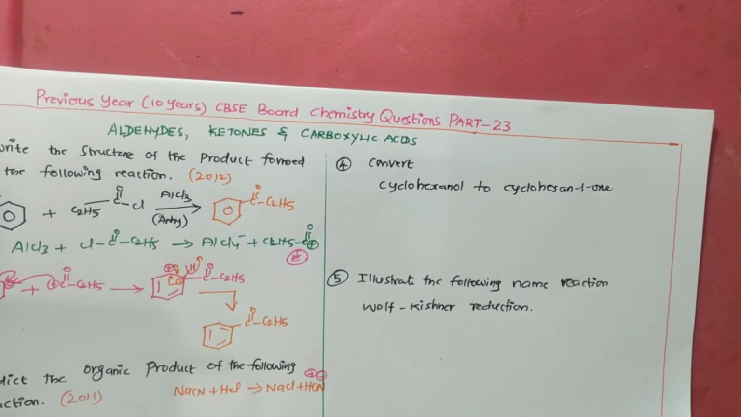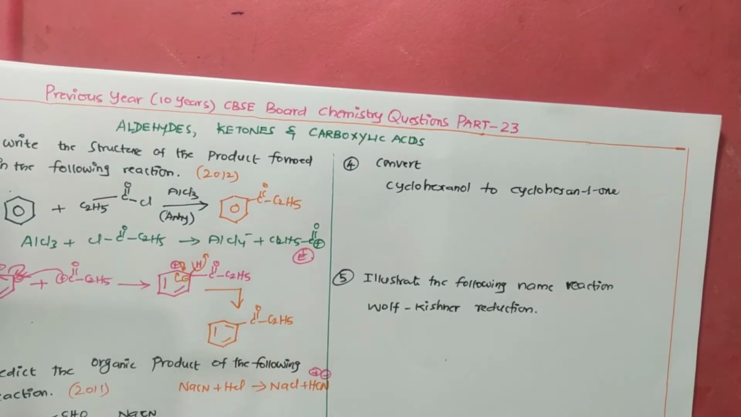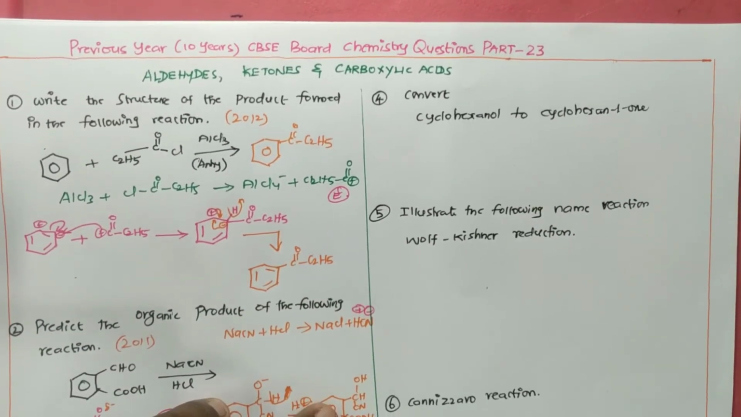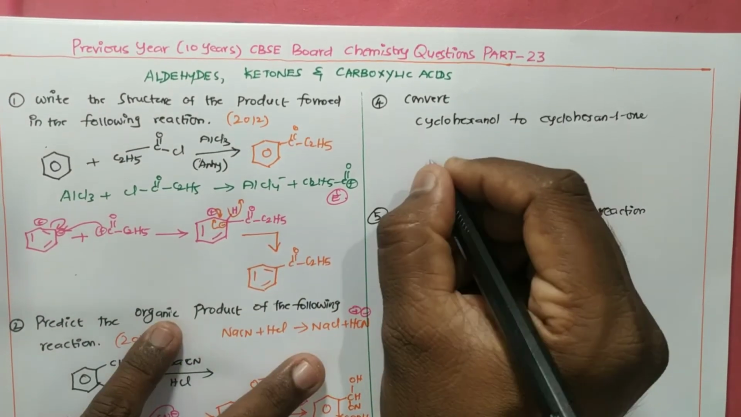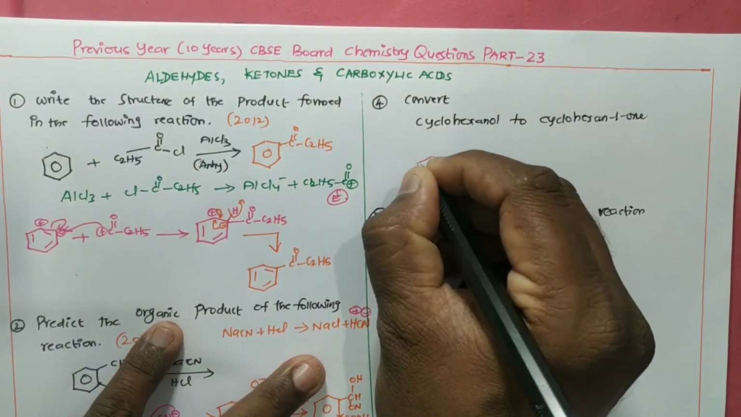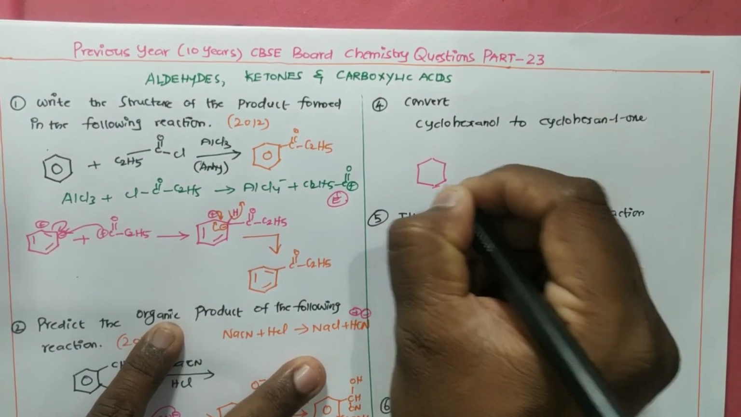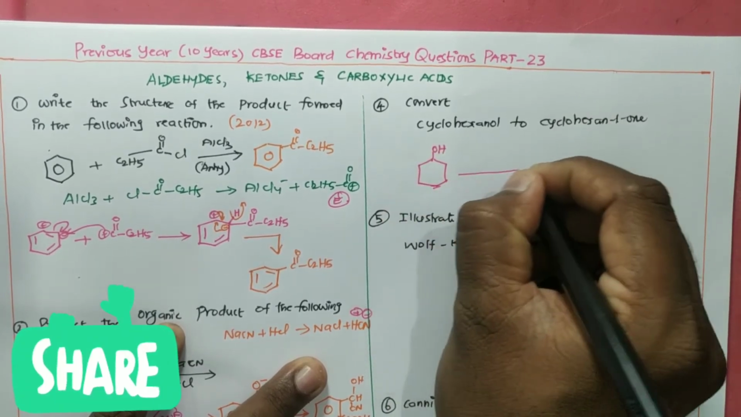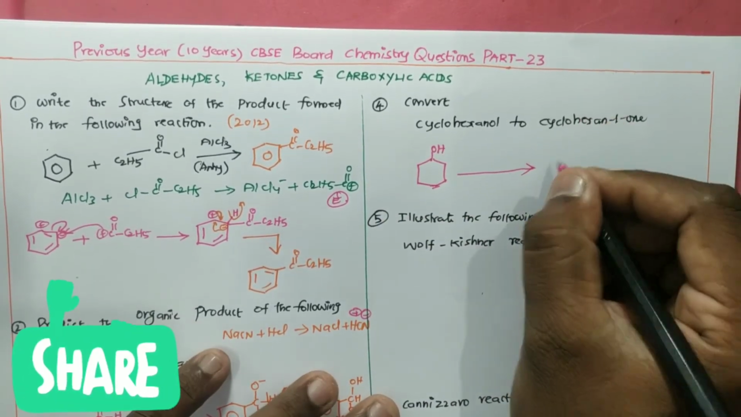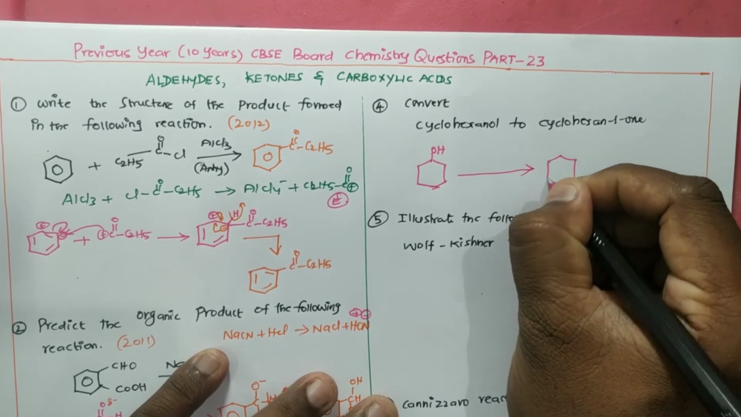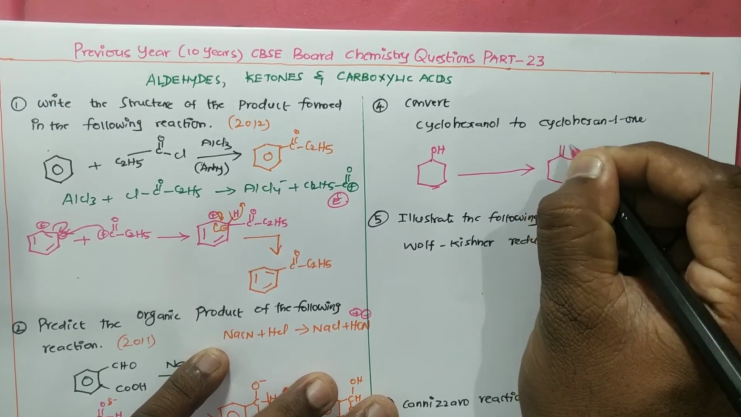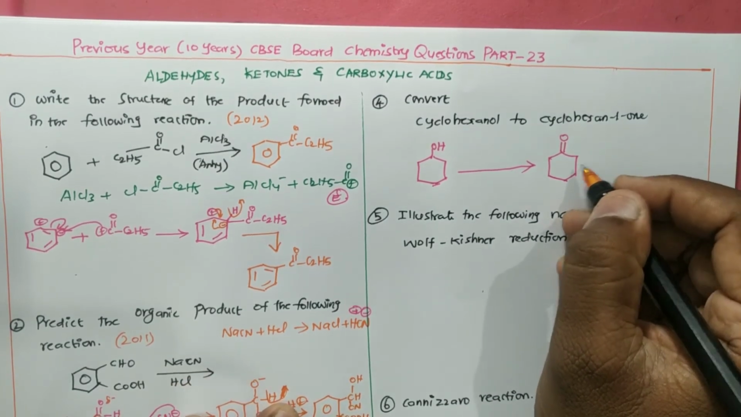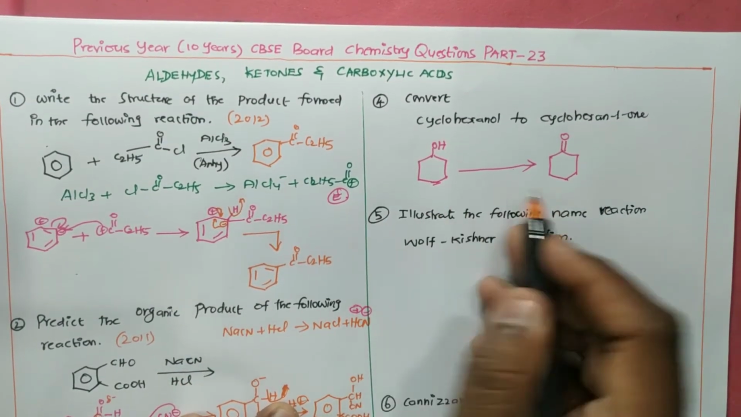Okay, and next one is convert the following cyclohexanol to cyclohexanone. This is a very important one. What is the structure of cyclohexanol? This is a cyclohexane, in which if I have an OH group, that will be called cyclohexanol. What about cyclohexanone? In the same ring, I will have a C double bond O group. That is called cyclohexanone. This is the cyclohexanol to cyclohexanone conversion.